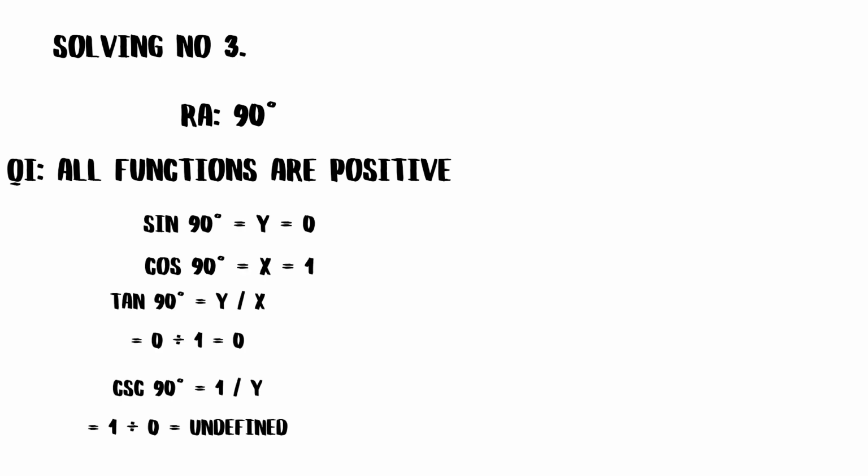Now we have tangent 90 degrees, which is y over x. The y is 1 and the x is 0, so 1 divided by 0 is undefined. And now we have cosecant 90 degrees. The formula is 1 over y, and 1 divided by 1 is 1.